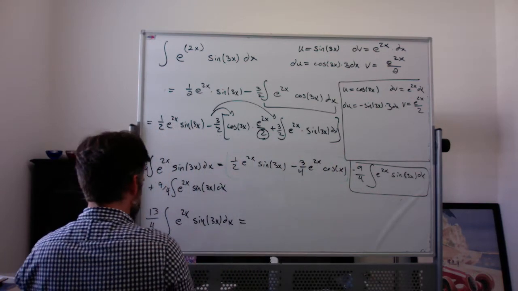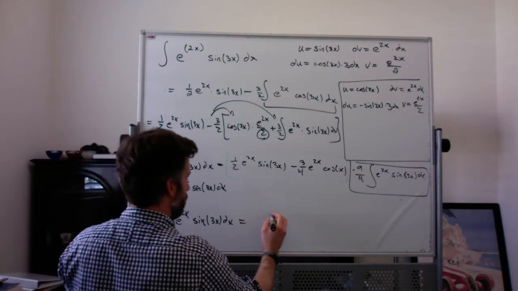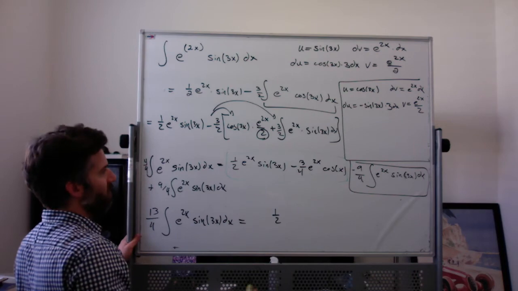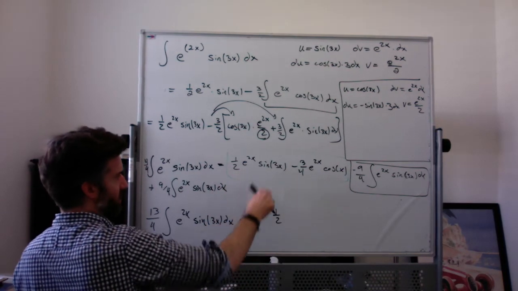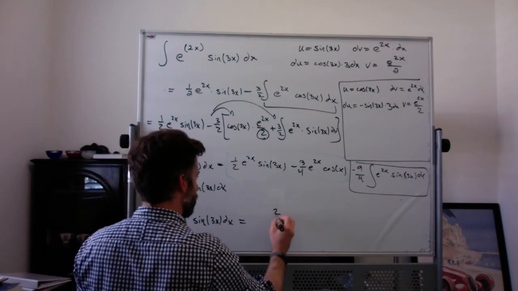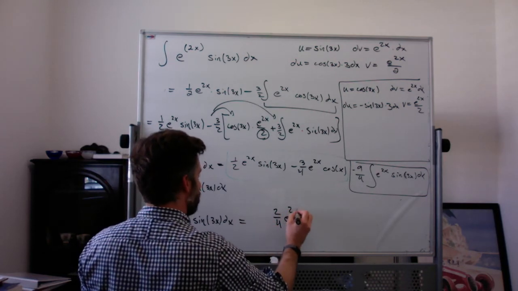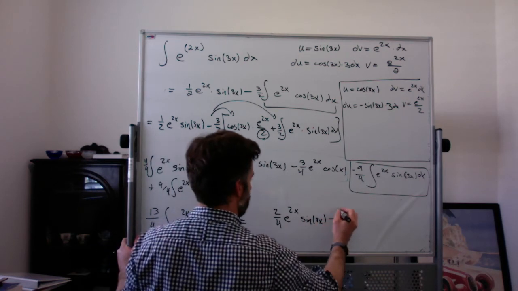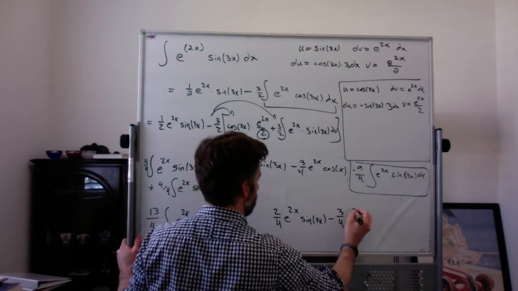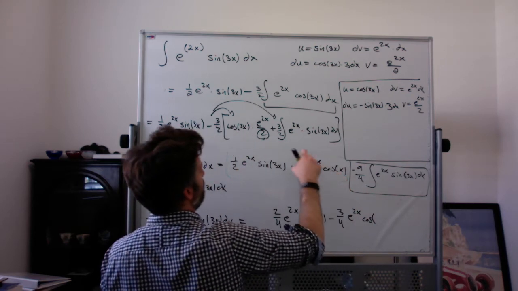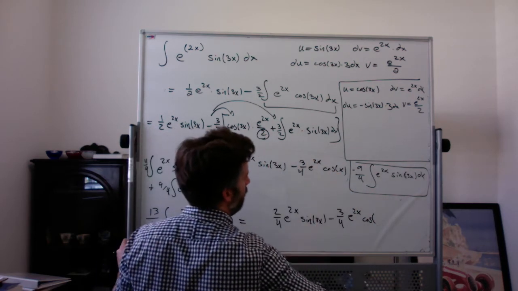this. I'm going to leave myself a little bit of room. So that's 1 half. I kind of want to make it 2/4 so I can have a common denominator. Well, you'll see. So it's going to be 2/4 e to the 2x sine 3x minus 3/4 e to the 2x cosine of 3x. That should have been a 3x, but I lost it there. Sorry.